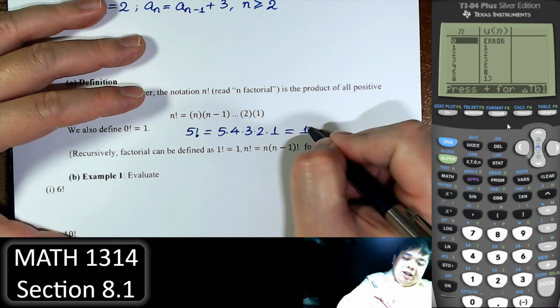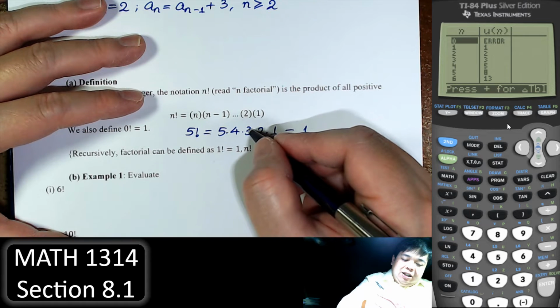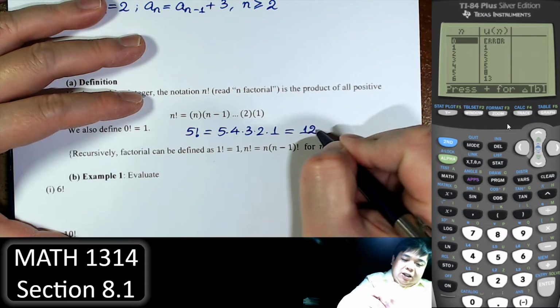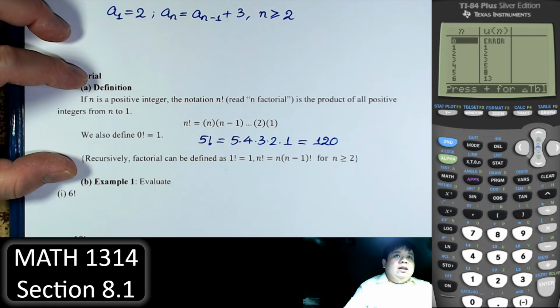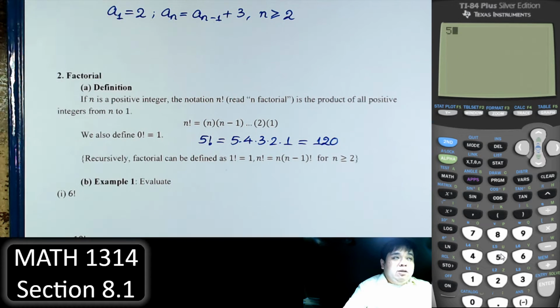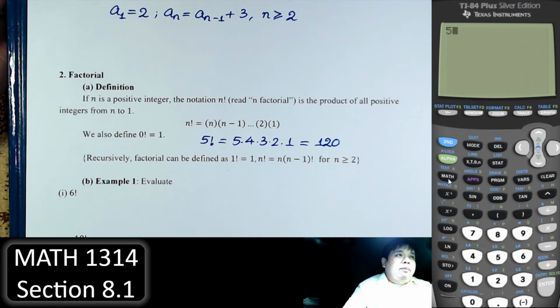Sorry. Yeah, 120. In a calculator, we're going to hit 5 first, and then math, go to probability, option number 4.